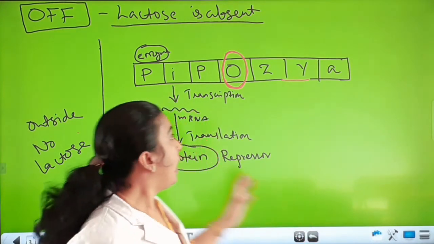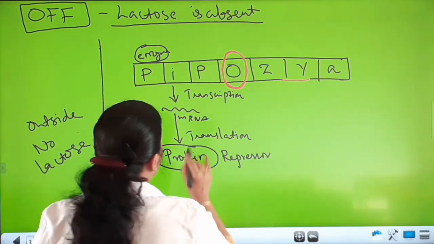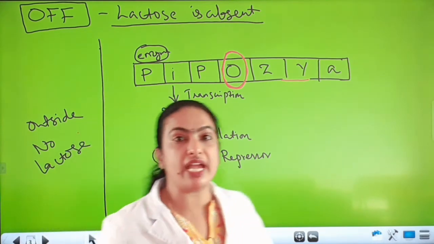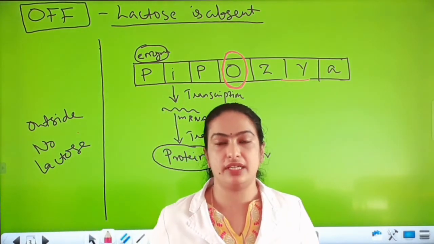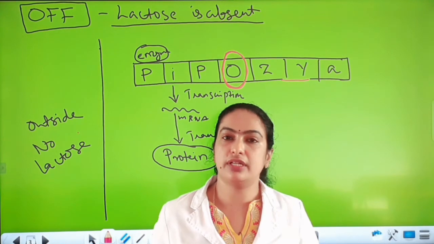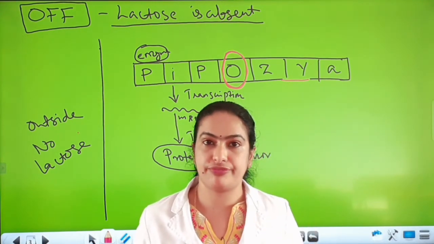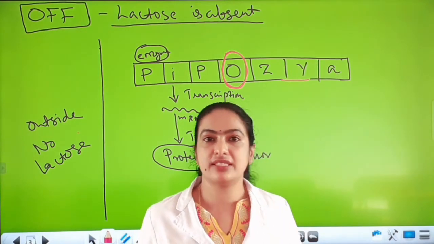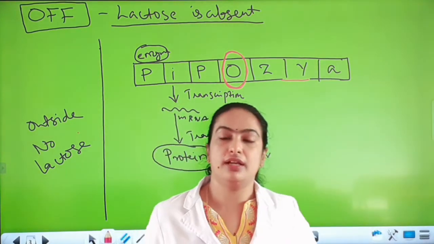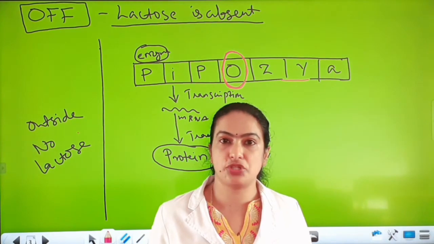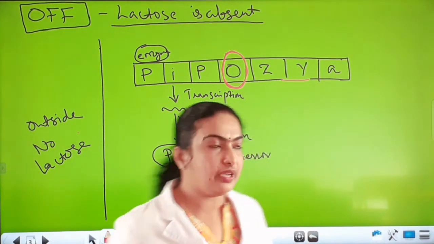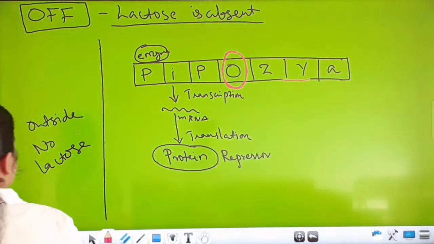So clear? Now we can see this is a situation when lactose is absent in the cell or in the prokaryotes. So the system remains off. There is no transcription of the structural genes and no translation also. Okay, and now we can see the second situation.